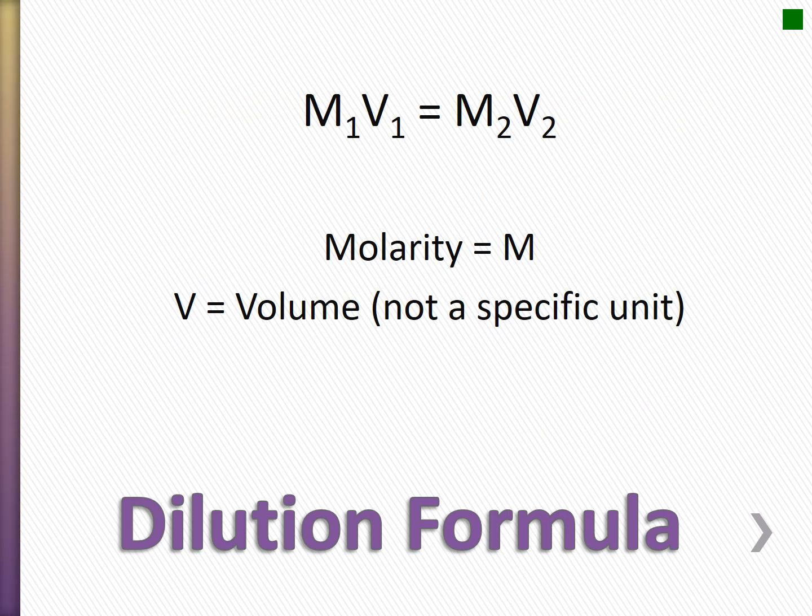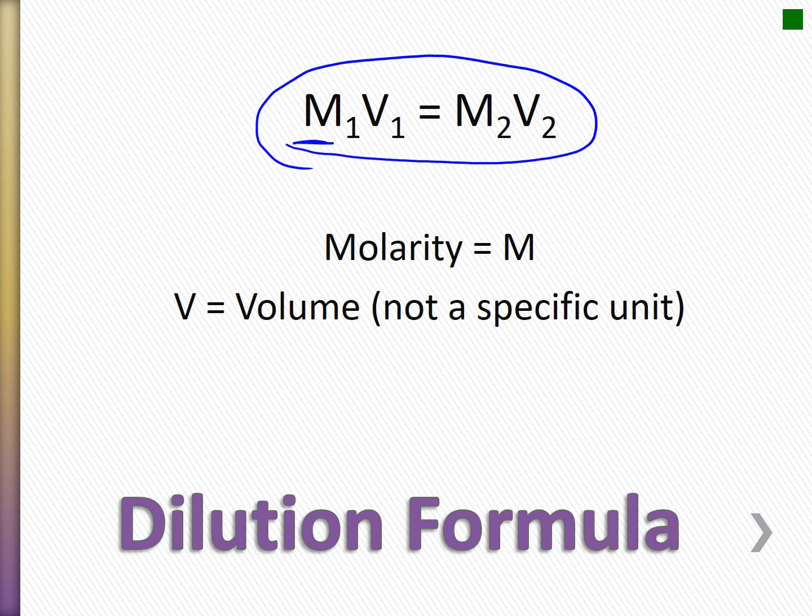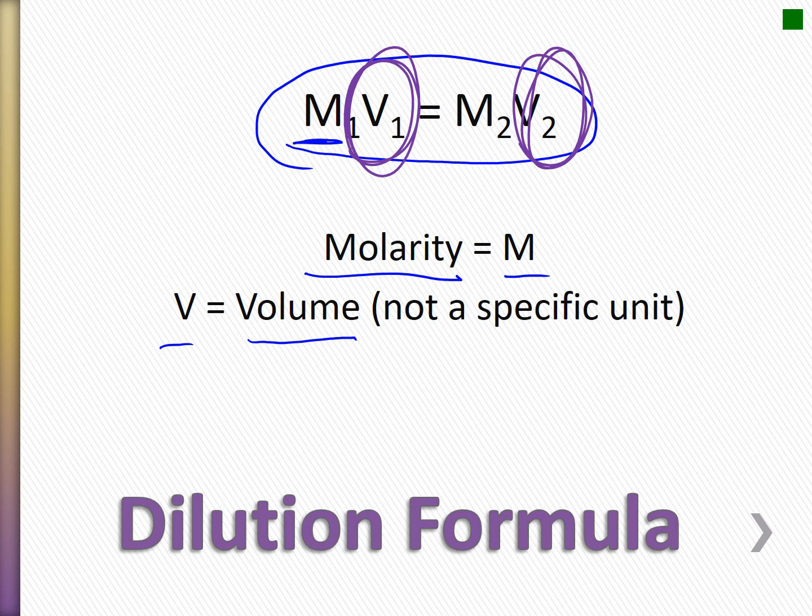All right, there is one formula for a dilution, and that is M1V1 = M2V2. M stands for molarity, as it always does. V stands for volume, and it's not a specific unit. The key for dilution problems is whatever unit you have for your volume on the left, it is going to be the same as that on the right.